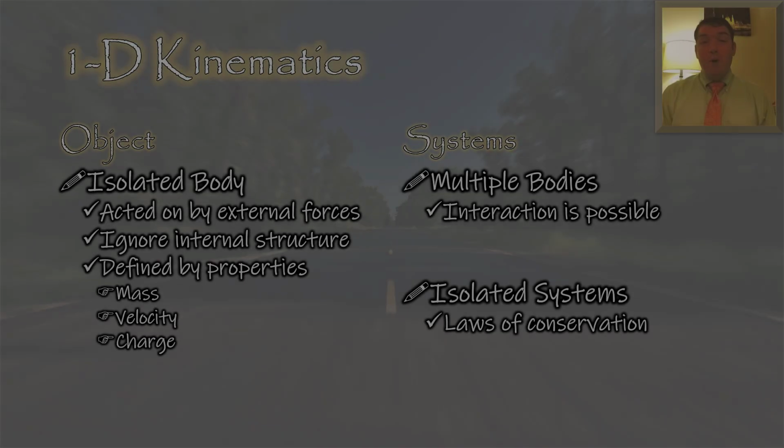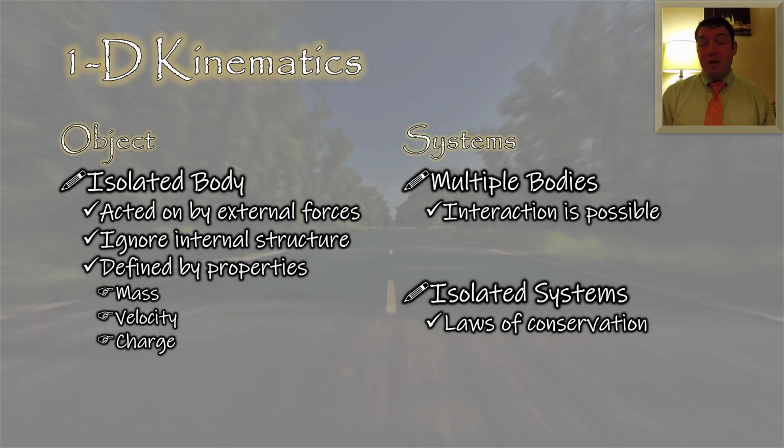So we want to know what motion is. We want to be able to describe motion without thinking about why it happens. But before we do that, we have to be able to tell the difference between an object and a system of objects. And then we also want to know the difference between a system that's open and a system that's closed. The most basic and easiest idea is an object.